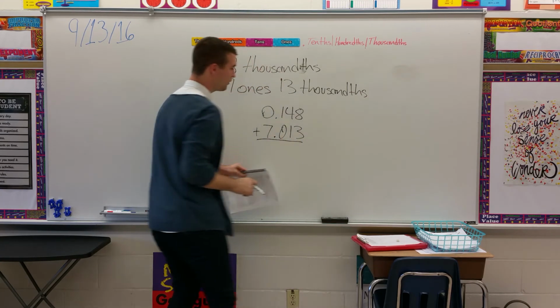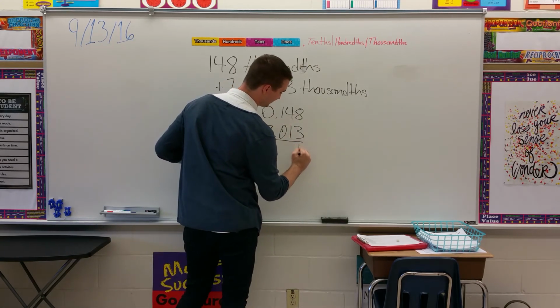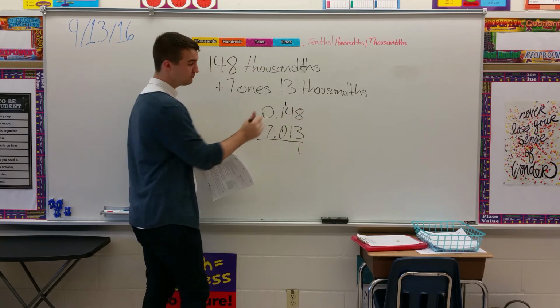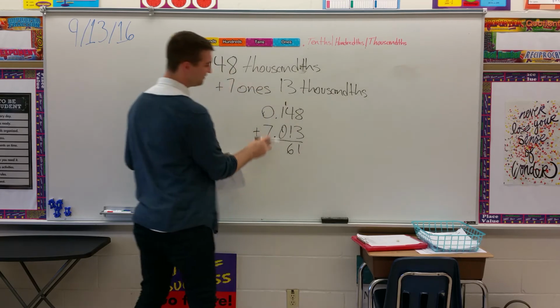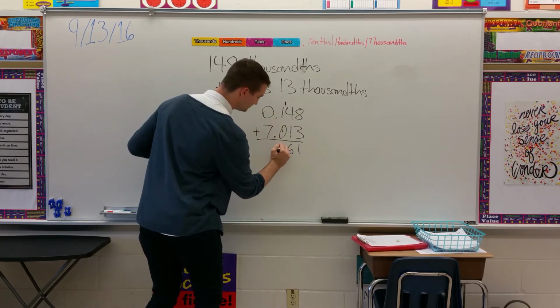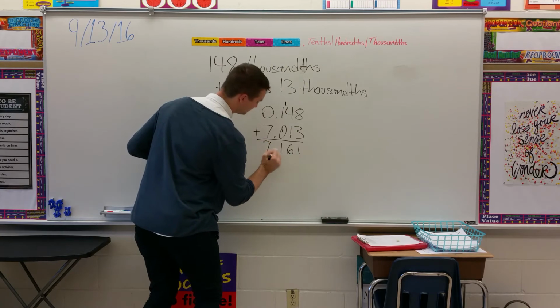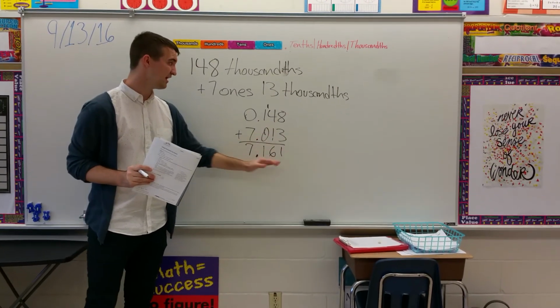All right? So what we're going to do is we're going to add these right here. 8 plus 3 is 11, so I have to bring up my 1 right up here. 4 plus 1 is 5, plus this one we brought up, and that is 6. And then we're going to go 1 plus 0, line up our decimal point, 7 plus 0, and we have our answer of 7 and 161 thousandths.